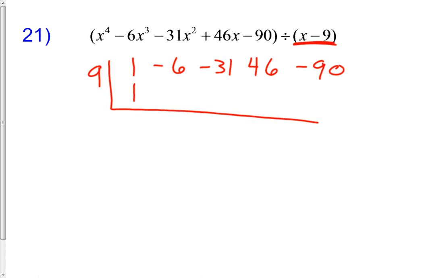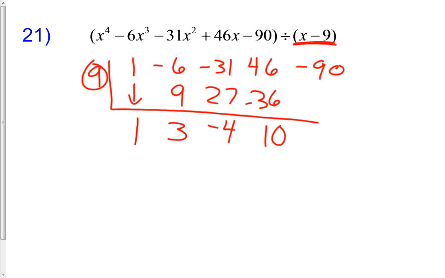We bring the 1 straight down, and we multiply it by the 9. 1 times 9 is 9. Add this column and get a positive 3. Multiply, 9 times 3 is 27. Add, negative 4. Multiply 9 times negative 4 to get a negative 36. We add and we get a positive 10. Multiply 9 times 10 to get 90. Add and get a remainder of 0.